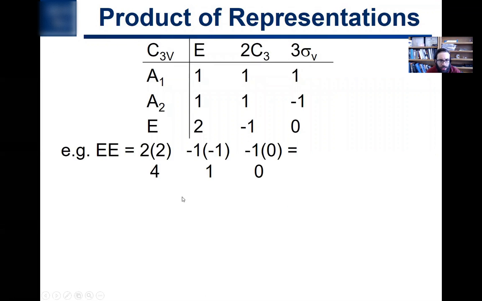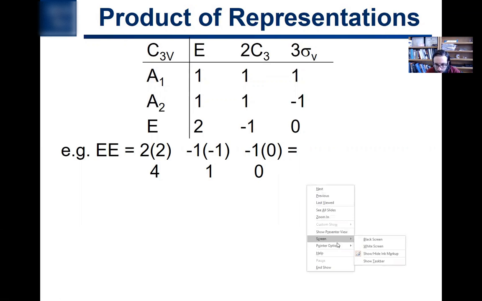Let's do another example. What if we do E times E? Okay, this one's a little bit more interesting. E times E is like E squared, so it's going to be 2 squared, 4, negative 1 squared is 1, and this should be 0 times 0. Sorry about that, guys, but let me just fix that so it's clear. This should be 0 squared, right? But anyway, same thing. 4, 1, 0 is your vector.